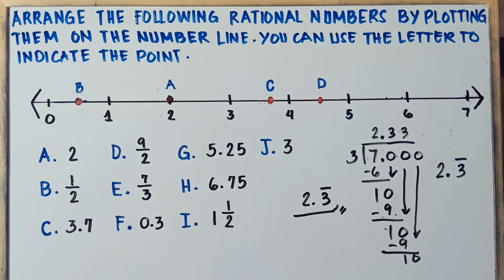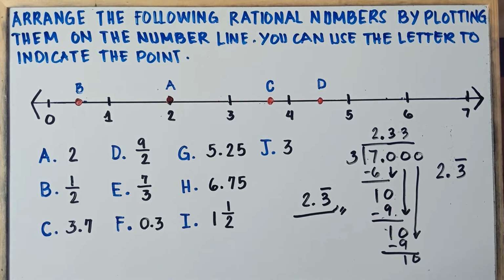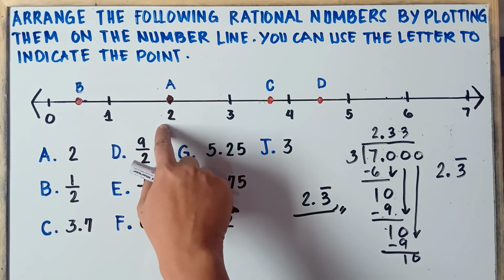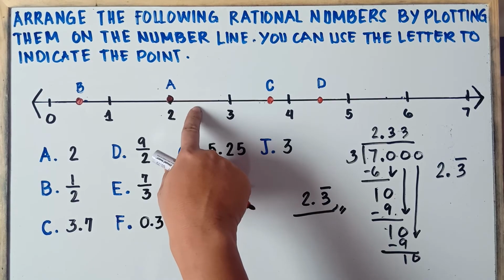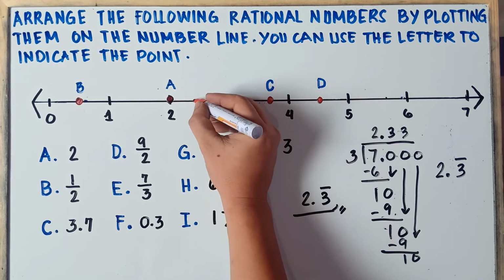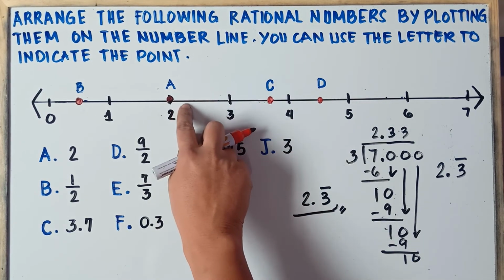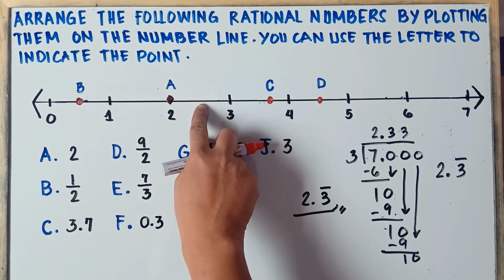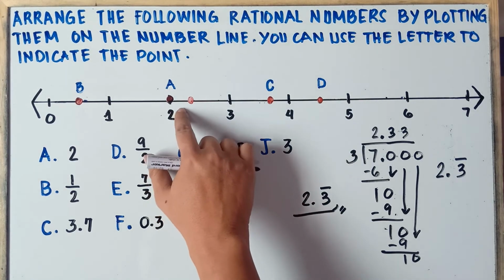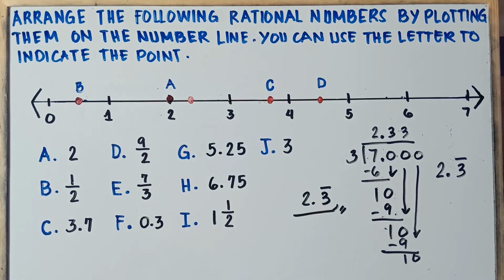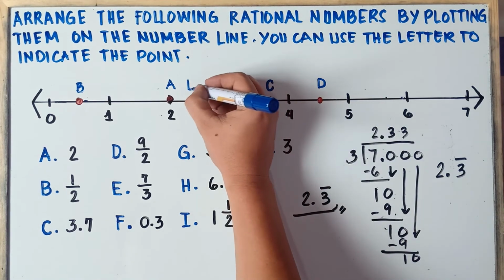Now, where is that, class? 2.333. So therefore, if this is 2, next will be 2.1, next will be 2.2, then next will be 2.3. So this is 2.3. Half will be 2.5. 2.4, 2.3. This one right here, class. Alright, so 2.1, 2.2, 2.3. And this is letter E. Once again, class, you do it step by step, class.